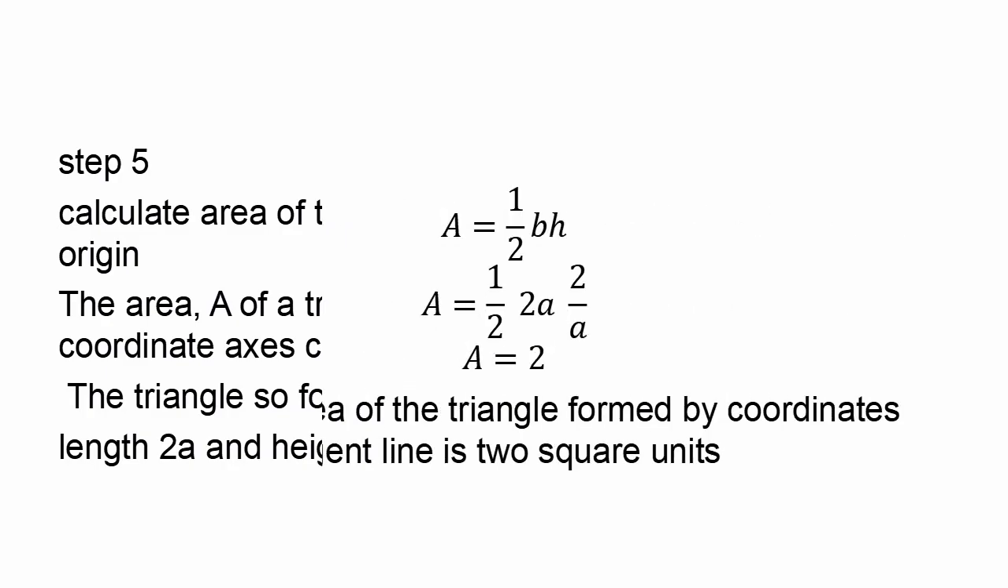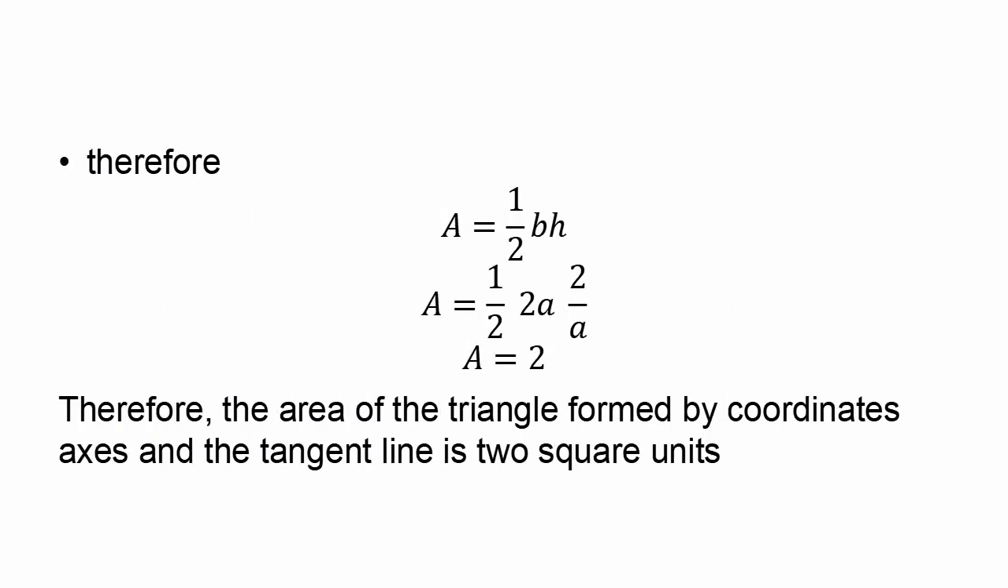Therefore, area is equal to 1 over 2 times base times height. Area is equal to 1 over 2 times 2a times 2 over a, cancelling like terms. The area is equal to 2. Therefore, the area of the triangle formed by the coordinate axes and the tangent line is 2 square units.